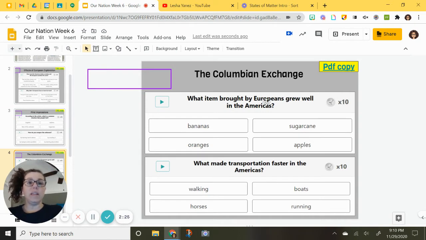The Columbian Exchange. After you read the Columbian Exchange, you have two questions. What item brought by the Europeans grew well in the Americas? Was that bananas, sugarcane, oranges, apples? What made transportation faster in the Americas? Was that walking, boats, horses, or running?